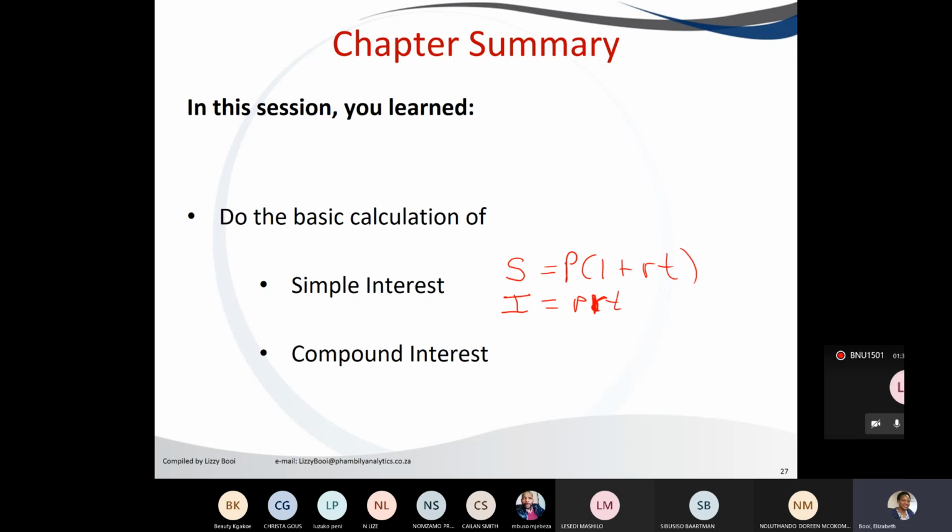Also learn that for those who are calculating manually, you always remember to divide your rate by the compounding periods and to multiply your period by the compounding periods. And the formula to calculate the future value of the compounded interest is S equals P times (1 plus R) to the power T. If they ask you to calculate the interest, then you say S minus P, which is the future value minus the present value, will give you the interest.